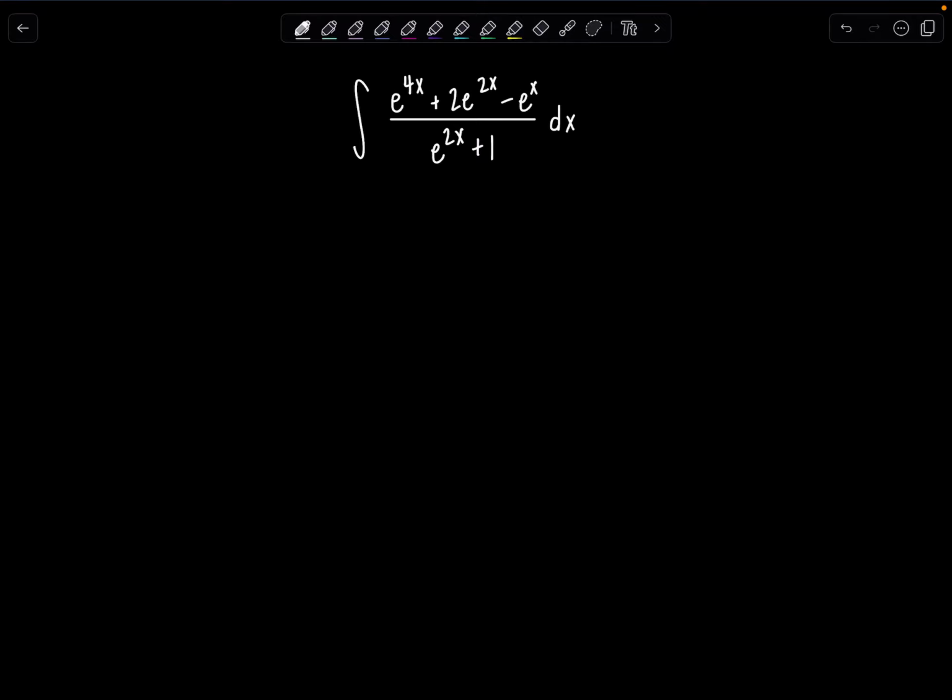Here's your latest integral of the day. We have an indefinite integral of e to the 4x plus 2e to the 2x minus e to the x over e to the 2x plus 1 dx. Do you want a hint? Just make a substitution first and then you'll see what technique you need to use.